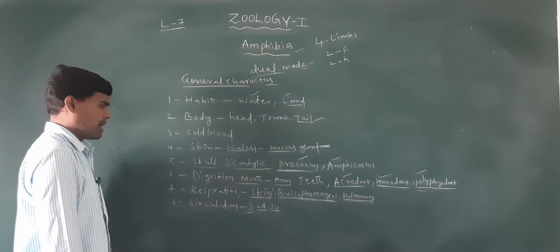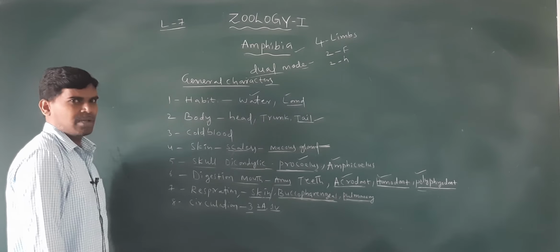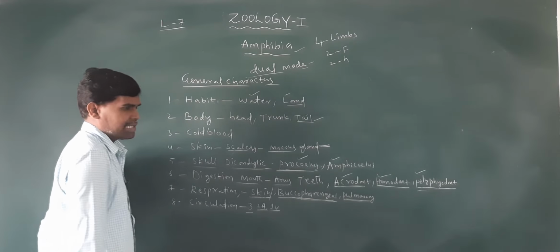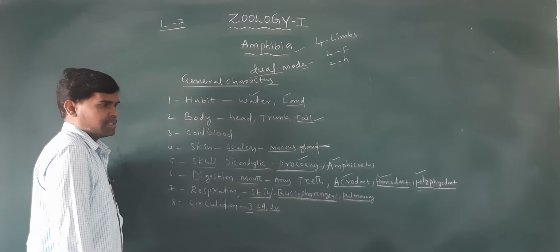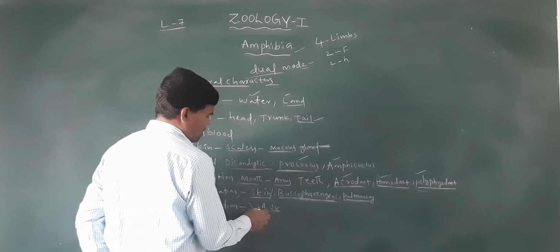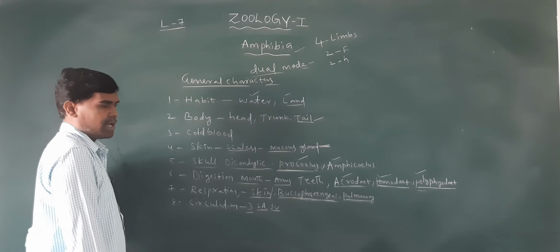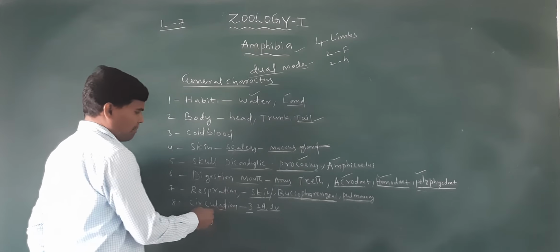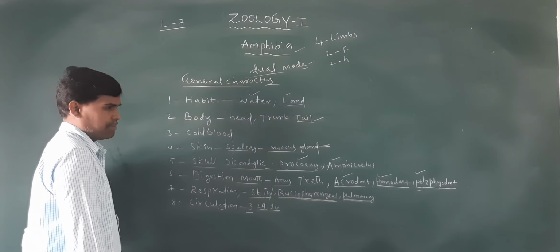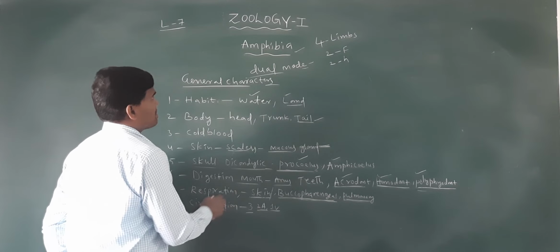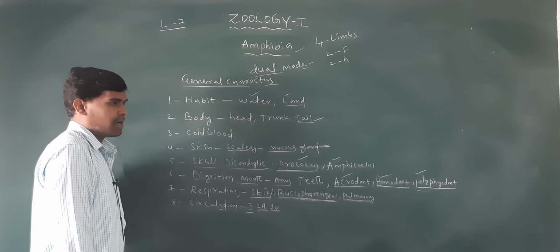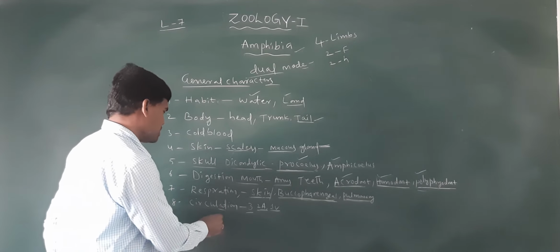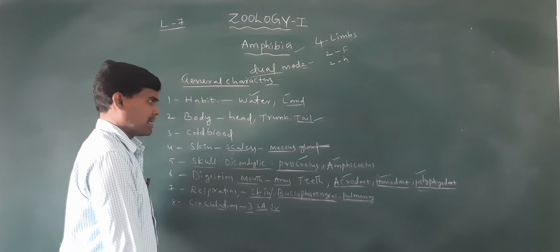In the 3-chambered heart, the conus arteriosus or truncus arteriosus and the sinus venosus are present in the circulatory system. Mixed blood circulates in amphibians. Nucleated or anucleated RBC? Nucleated RBCs are present in amphibians.